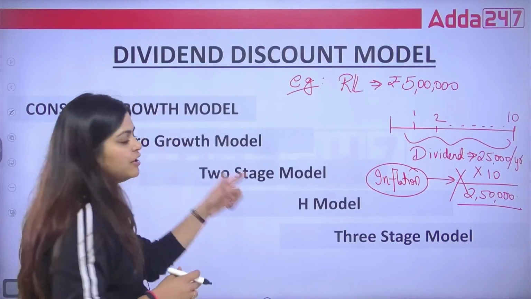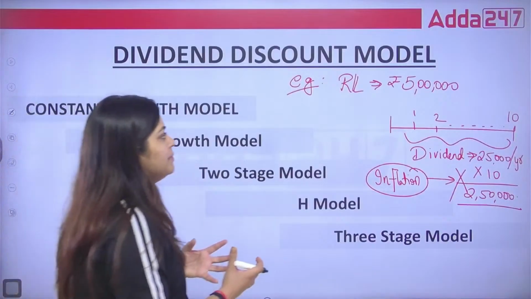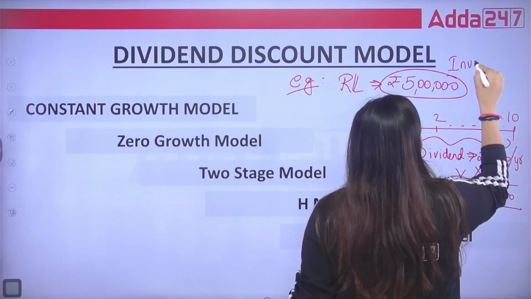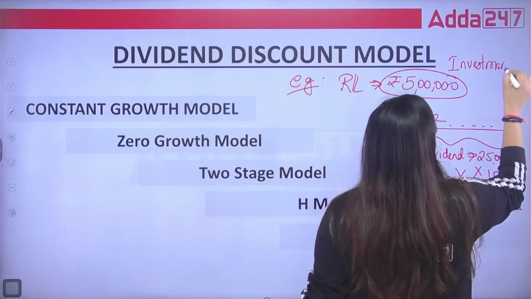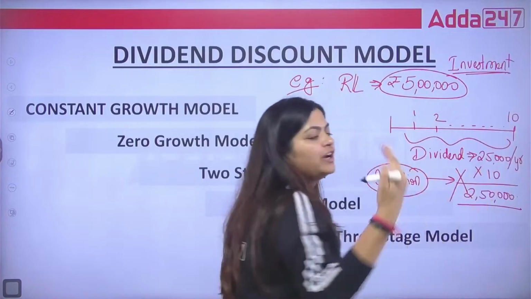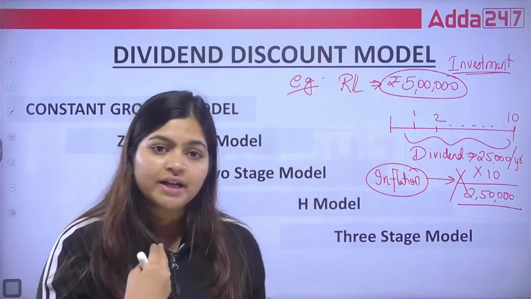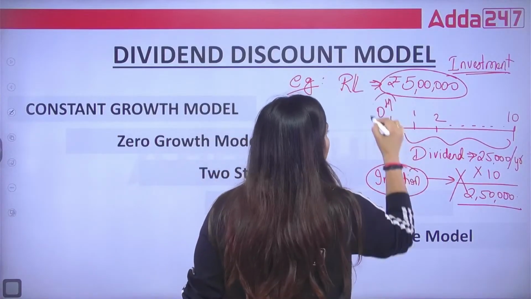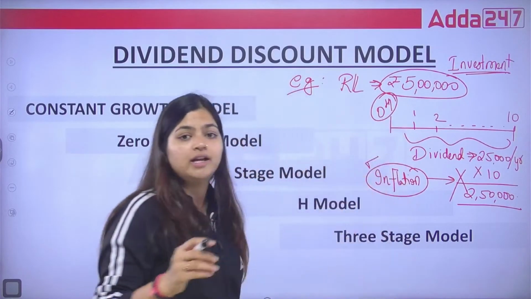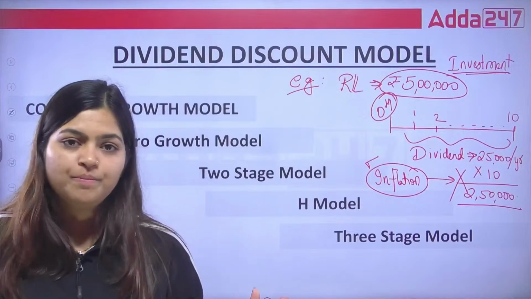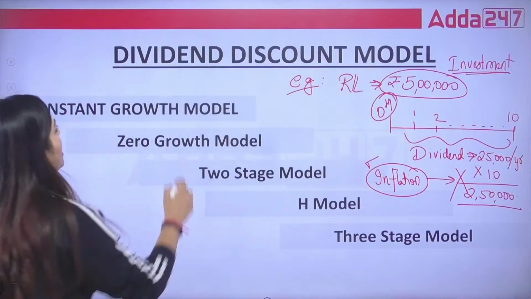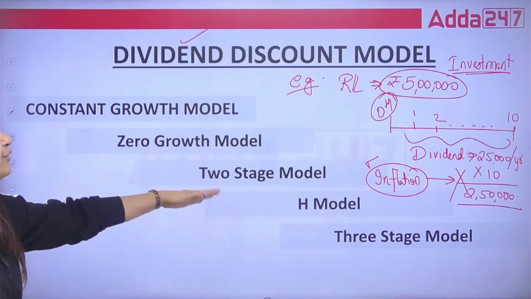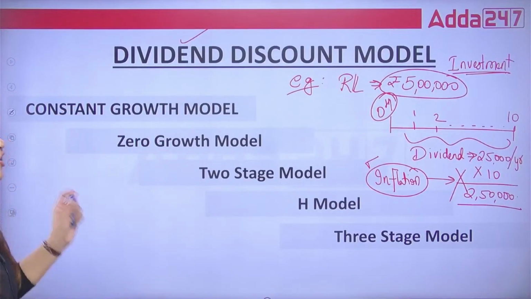I have different methods. As a company, if I am investing, this is my investment, and how much return am I generating each year? 25,000 is my return here. Now, if I want to know the true value at time period 0, what will I do? I will calculate the discounted cash flow. Under this dividend discount model, we have 5 ways through which you can calculate.